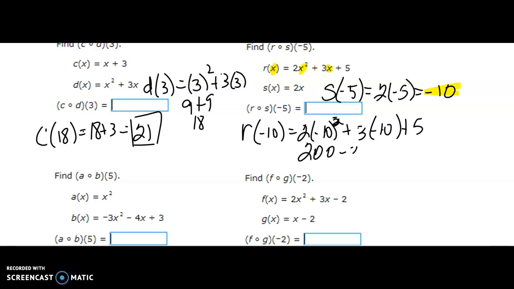3 times negative 10 is negative 30, plus 5, 175.